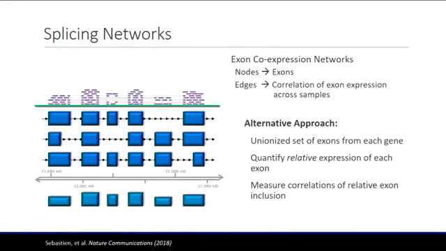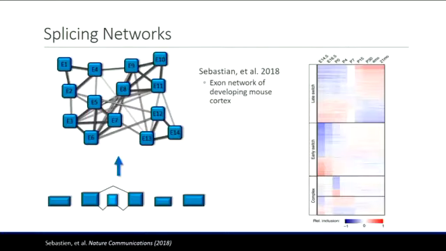However, an alternative approach is, rather than quantifying the total expression of each exon, we could quantify the relative expression of each exon and measure the correlations of the relative exon expression, where it's the exon expression relative to the total expression of the gene. If we do this, we can see that this starts to resemble an exon skipping network because we're doing relative inclusion.